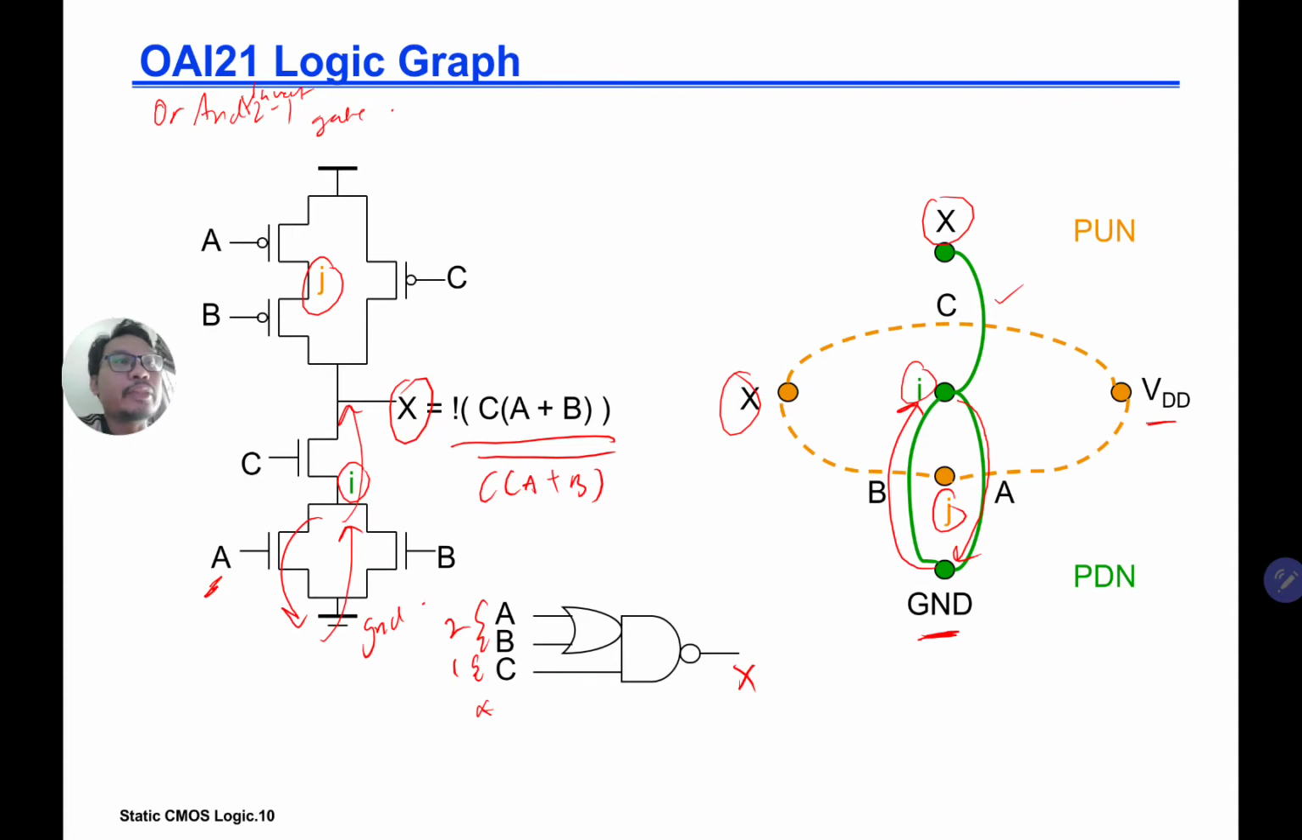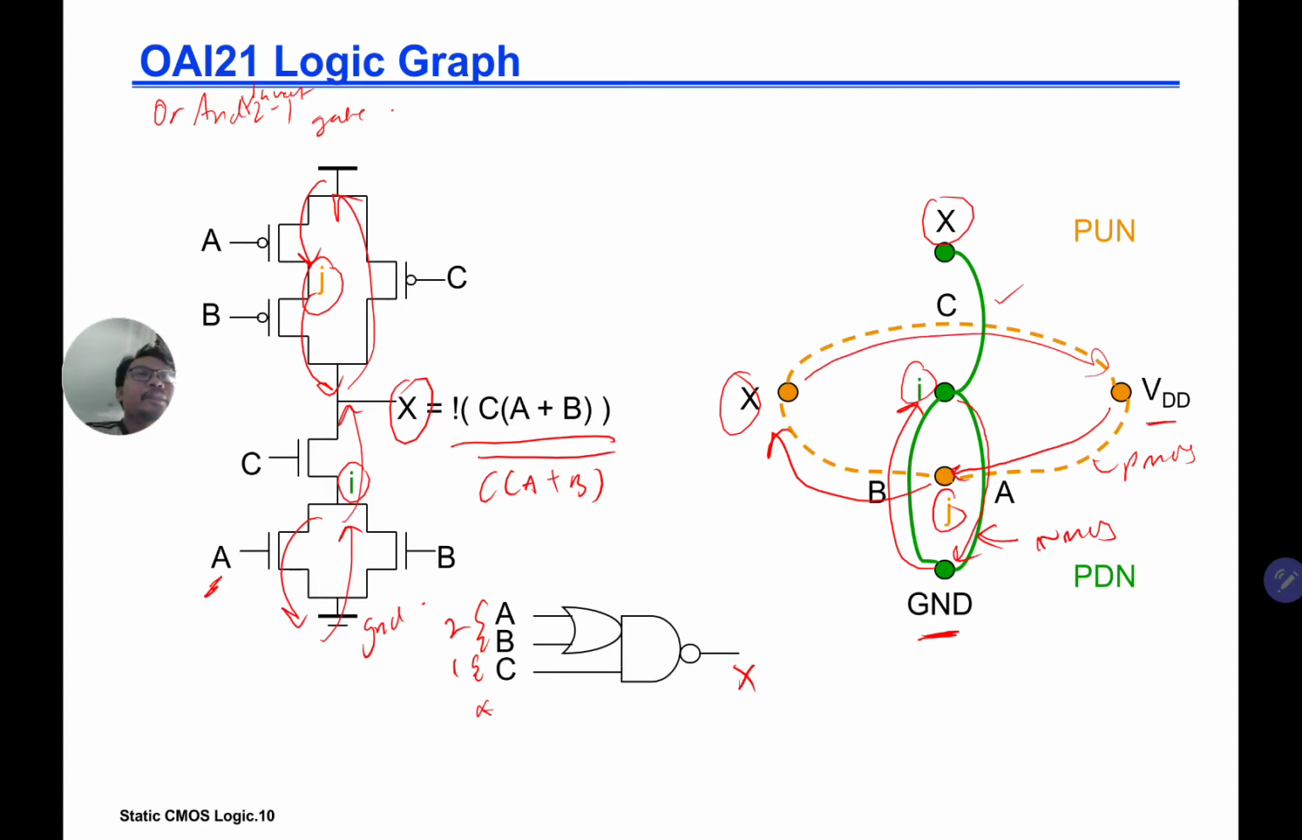As for the PMOS, it is the same story. Let's look at A. A is from VDD to J, and you can see there's a cross between the PMOS and the NMOS. So A is from VDD to J, and then J to X is B, and then from X to VDD is C.